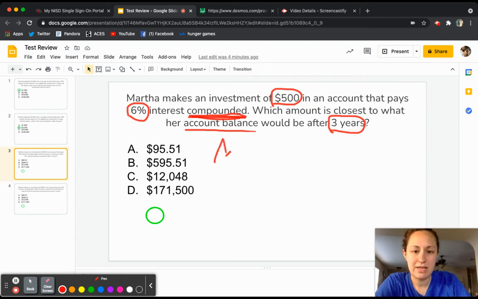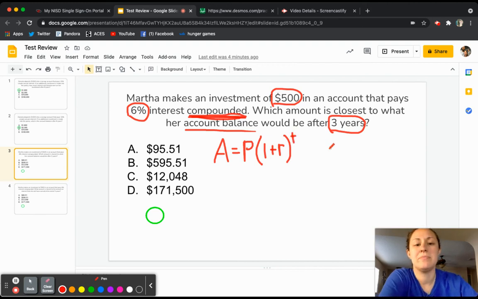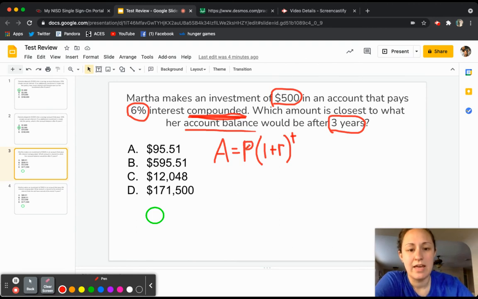So we know that my formula is A is equal to my principal, capital P, and then in parentheses, 1 plus my R for my interest rate, with T as my exponent. So just like before, and like always, we want to start figuring out what our P is, what our R is, and what our T is.